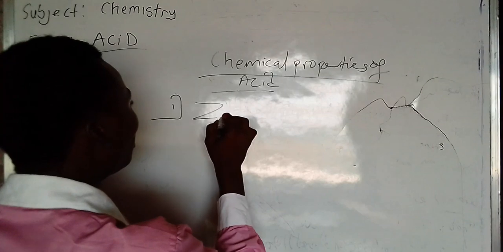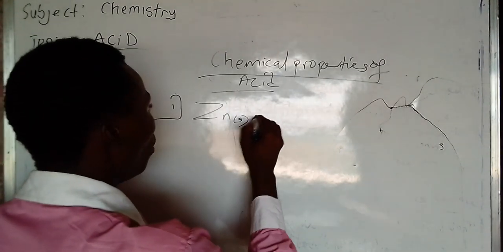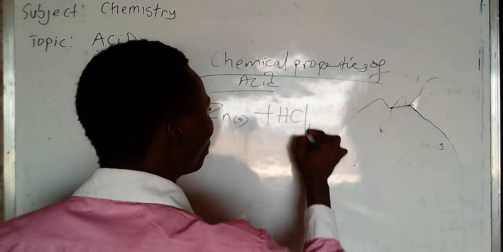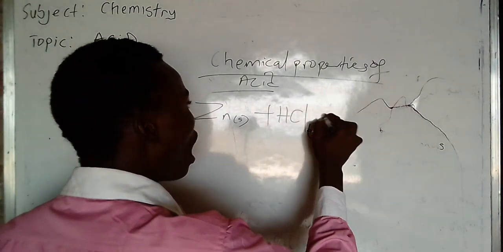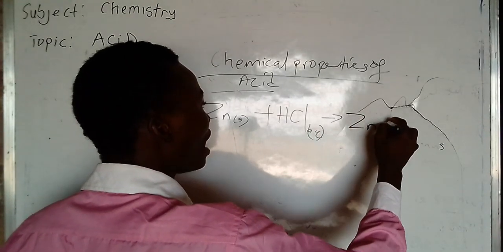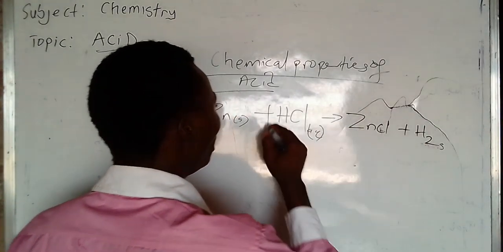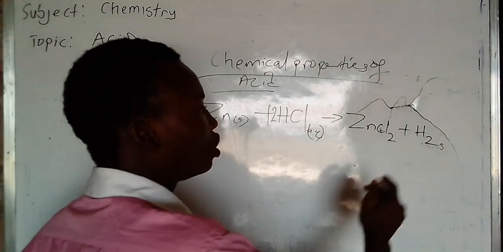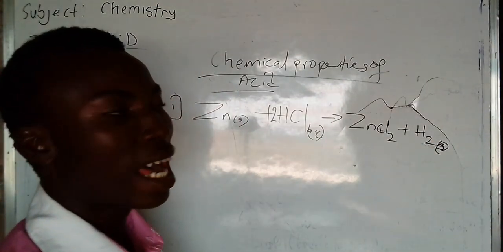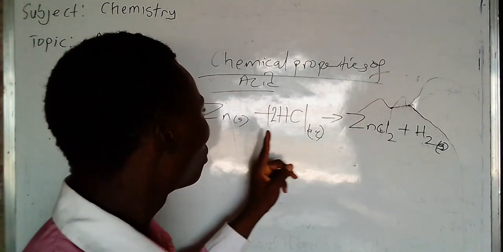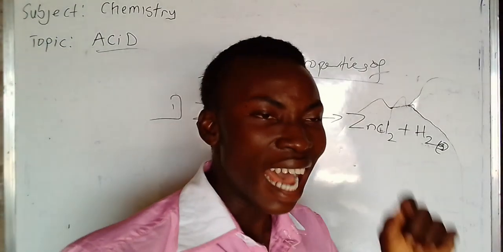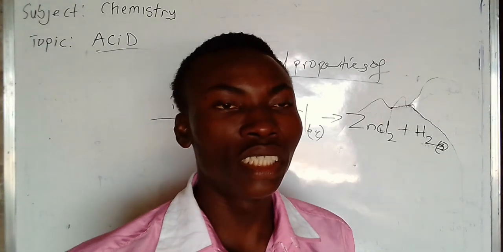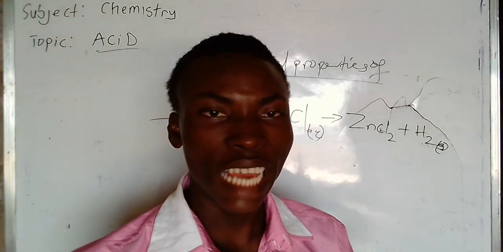For instance, this is zinc. It's a metal, solid. When it reacts together with HCl, which is aqueous, what will happen? It forms zinc chloride plus H2 gas. There will be formation of hydrogen gas here. This one will be zinc chloride. So this is number one property of acid. Acid reacts with metals to produce what? To produce hydrogen gas. Reaction with metals.